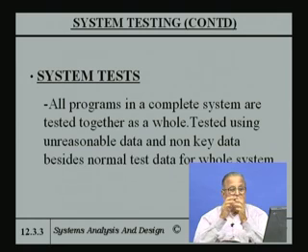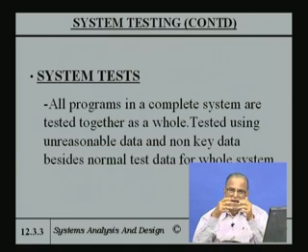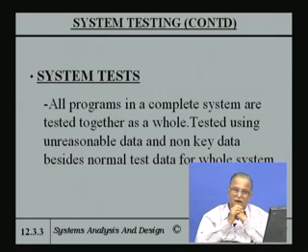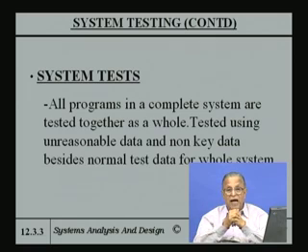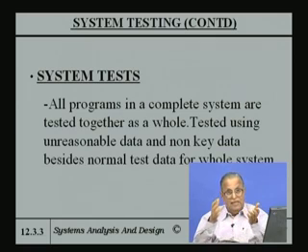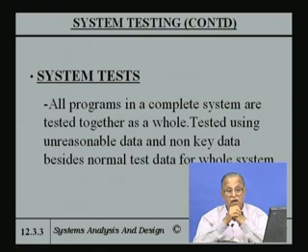All programs in a complete system are tested together as a whole, tested using reasonable data and unreasonable data both, and non-key data besides normal test data for the whole system. In other words, you give something which is unexpected, okay, and then see if the system still brings out a data entry error or behaves as expected. If unusual data is put in, the system should reject it. If the system does not reject it, but uses it for processing, then obviously there is something very seriously wrong with the system. So, these are the things which system tests are supposed to bring out.